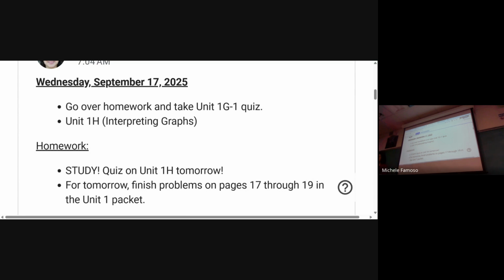Tonight's homework is to finish any problems on pages 17 through 19 in your packet that I don't get through with you in class today. All right, 17, 18, and 19. Whatever I don't finish with you in class is your assignment for tomorrow. And then you'll be able to use that homework on tomorrow's quiz when we are interpreting graphs.